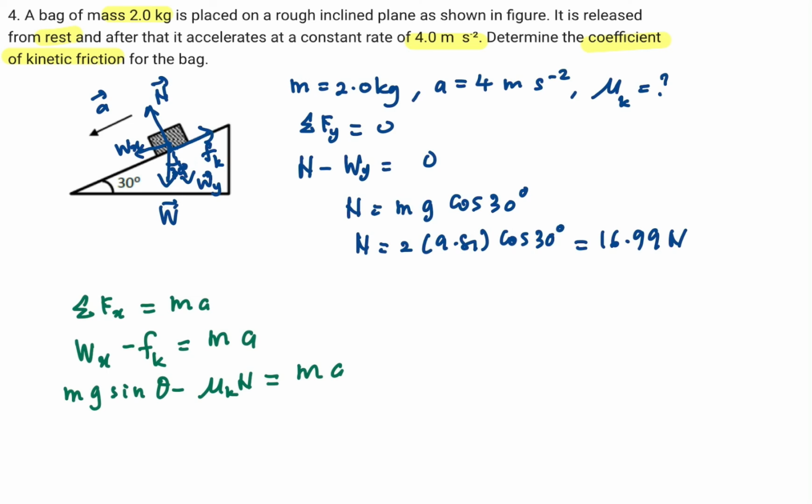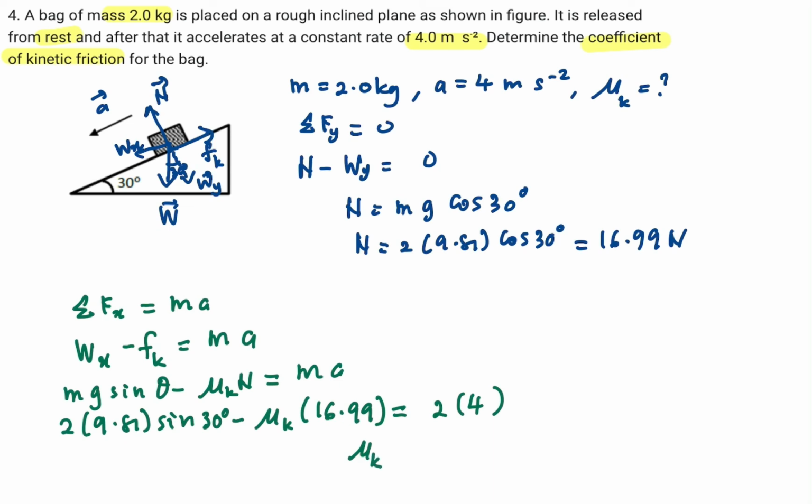Substitute all the values given. Mass is 2 kilogram, times 9.81 times sine 30 degree, minus mu k times your N, which you just calculated as 16.99 Newton, equal to 2 times 4. Then you can calculate it, and you will get your mu k, or your coefficient of kinetic friction, which is 0.107.